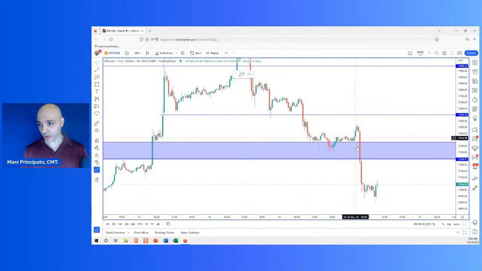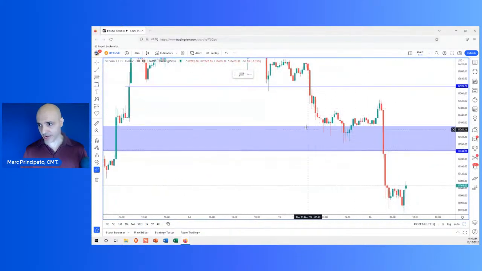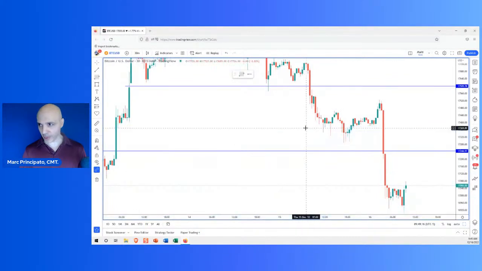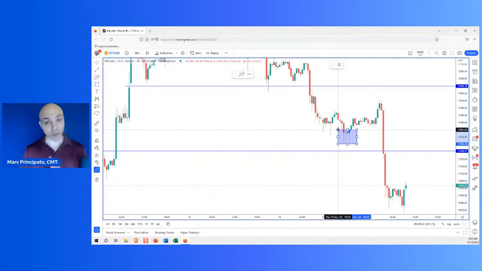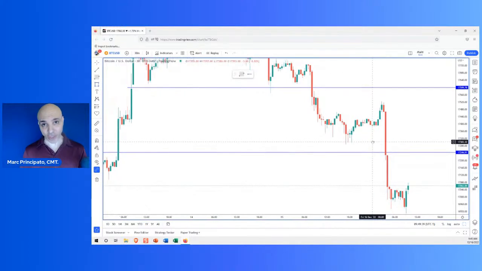Yesterday, during this session, I drew this rectangle and said inside of that zone would be a place to be looking for longs. Look at the price action we got. These are 30-minute candles. You had to wait a few hours, but eventually you got the long off that area. But then overnight, some sort of catalyst came into the market and it blew through that area like it wasn't even there. That's the random nature.